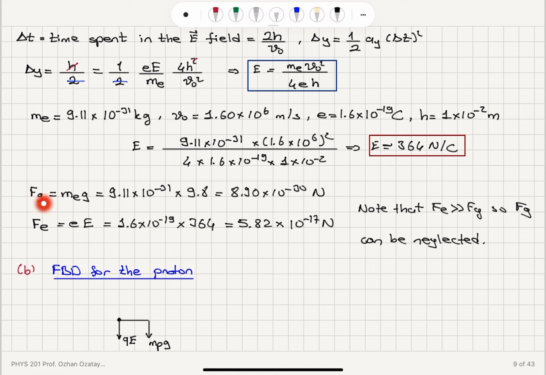If we calculate explicitly the gravitational force on the electron, mass times gravitational acceleration, it's of the order 10^-30 newtons. The electric force, on the other hand, is of the order 10^-17 newtons. So indeed, the electric force is much greater than the gravitational force, so this can be neglected in this discussion.